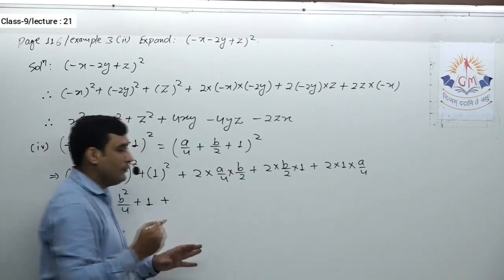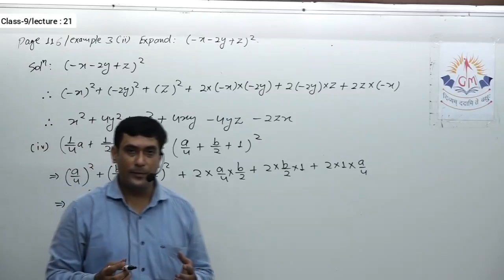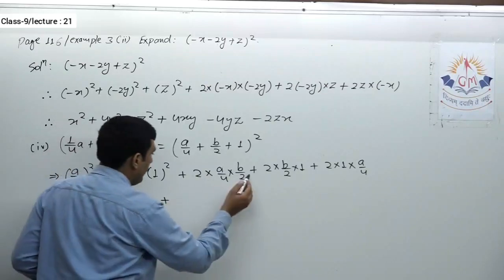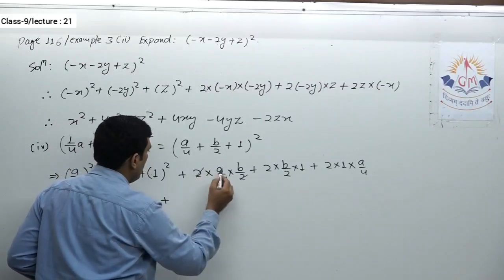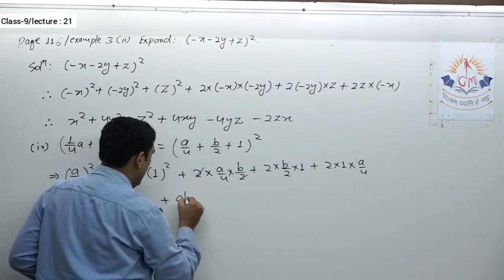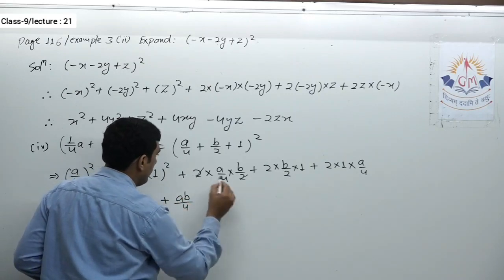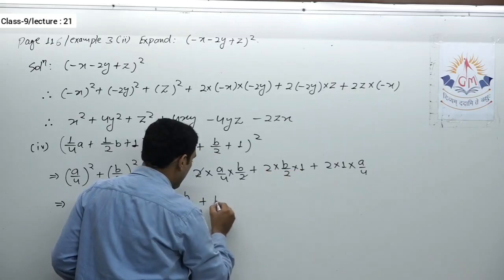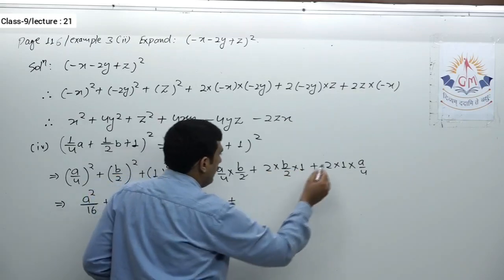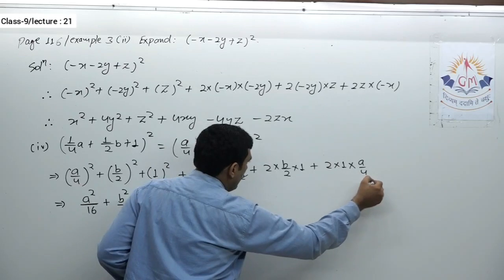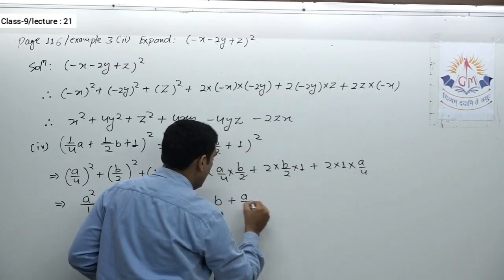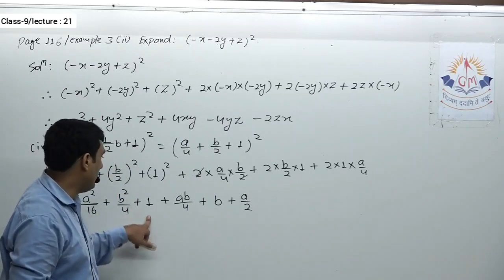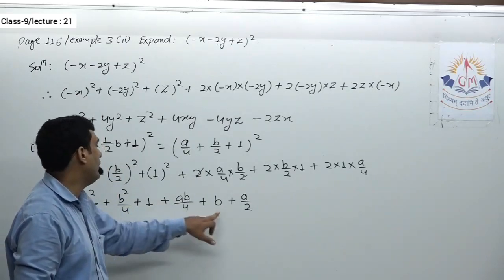Now over here you have to check, is it possible to simplify that expression? If it is possible, simplify and then write whatever is the simplified form. So 2 and 2 we can cancel. In the numerator we have ab, in the denominator we have 4, plus over here we can cancel 2 and 2, b multiplied by 1 is b, plus over here we can cancel 2 and 4. So here I will get 2, so it is a by 2. So a square by 16 plus b square by 4 plus 1 plus ab by 4 plus b plus a by 2.